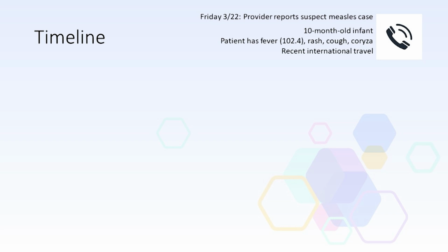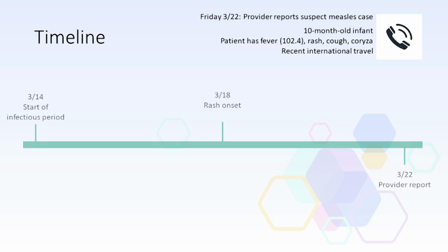We were very concerned that this might be a measles case because this was an unvaccinated child with recent international travel with measles compatible symptoms, fever, rash, and 1 or more of the C's. The infant rash onset was on March 18th.